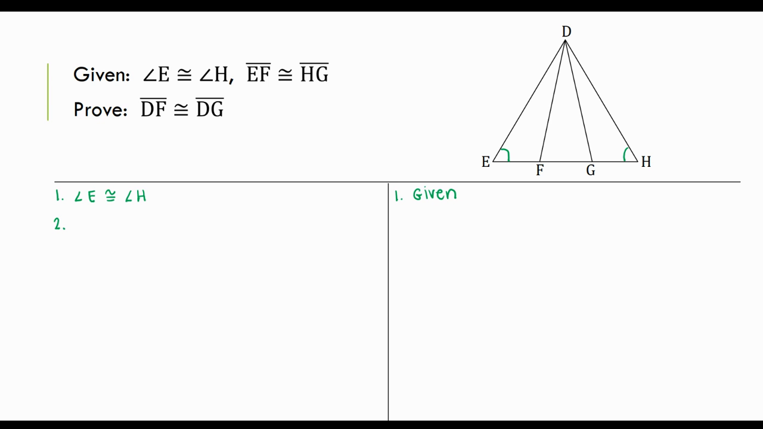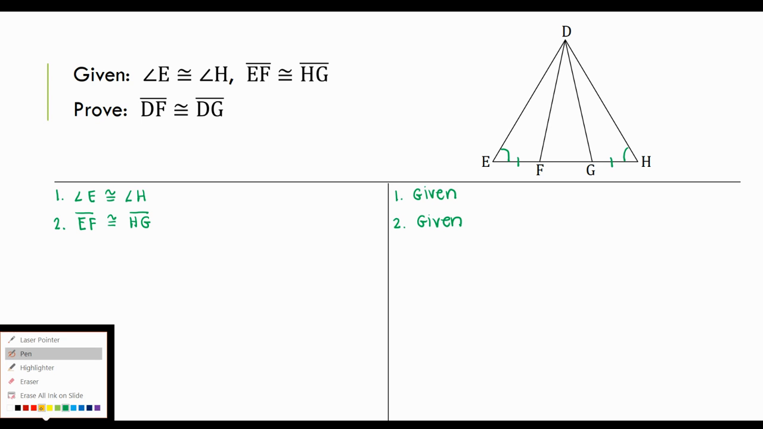I'm going to move on to my next statement. I know that the segment EF is congruent to the segment HG. And then I'm going to mark that. So EF, HG. All right, so that's all that's given to us. Like I said, we want to try to prove that the segment DF and DG are congruent.